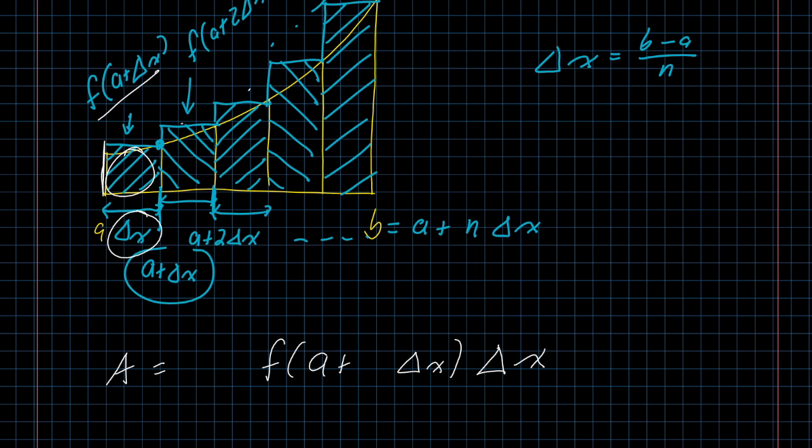But each of these rectangles has a different area. We have 1 delta x, we have 2 delta x, we have 3 delta x, and so on. In general, I can call that f of a plus k delta x. That was supposed to be in yellow. And to find the total area, I can just add these all together. The sum, k starts at 1 and goes to, well, I used little n here.